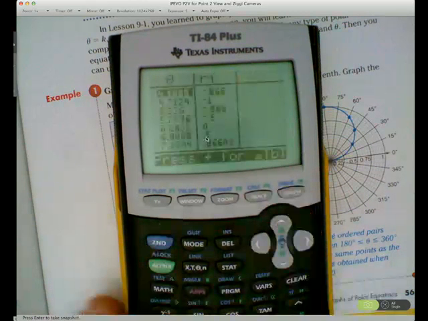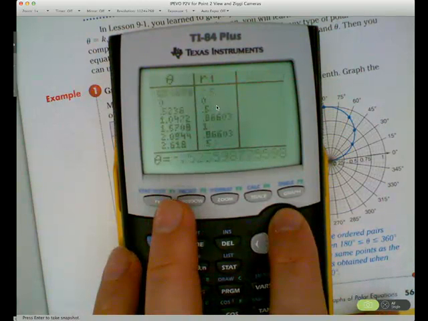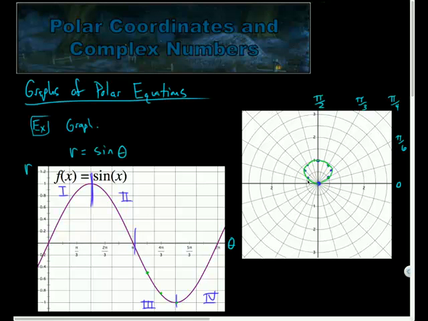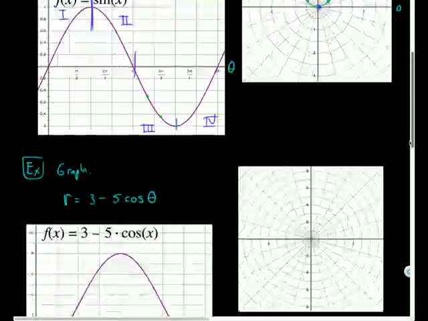So I would allow my students to use this to at least make the table of values, and then I think plotting it by hand can be valuable to see the relationship as to how it's traveling around this point. Okay, so there's our first example of graphing r equals sine theta, and it's interesting in its outcome.